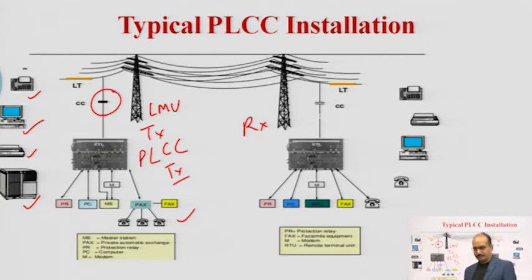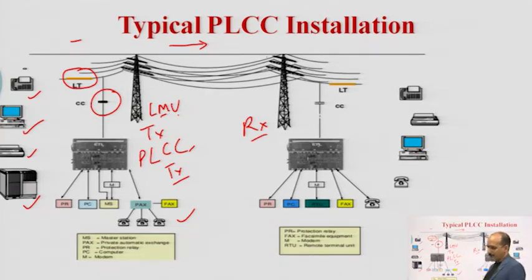Then after that line matching unit, here is the line trap, which is going to offer a high impedance and low impedance path for the various kinds of signals. As I told you, a high impedance path for the PLCC signal and a low impedance path for the high voltage signal. Then that combined signal of PLCC with the high voltage signal is transferred through this transmission line towards the receiving side.